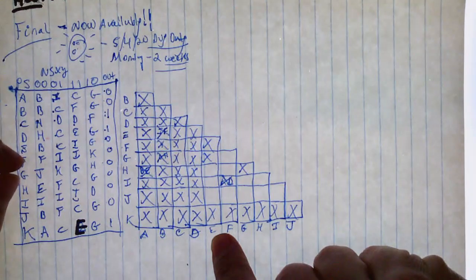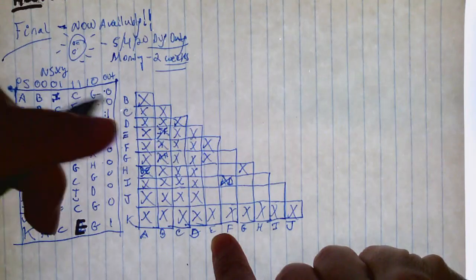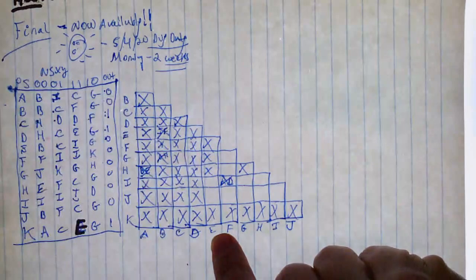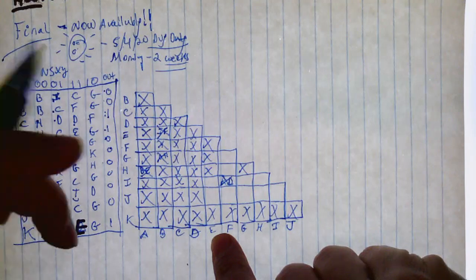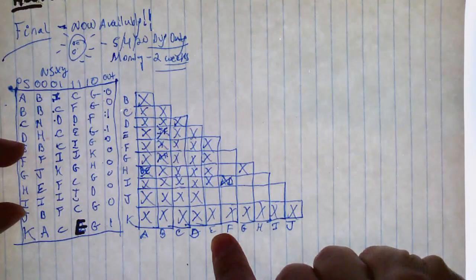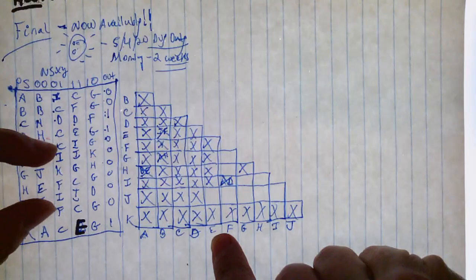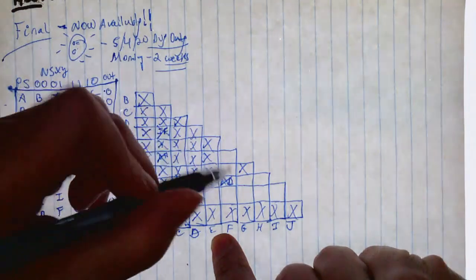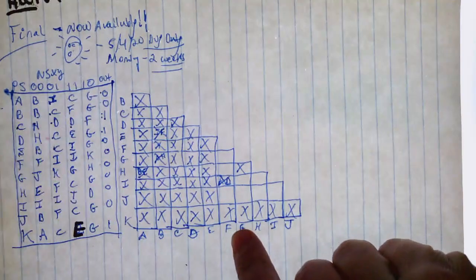E equals H if B equals E, it doesn't. E equals I if B equals I, it does not. E equals J if B equals B, yep. If C equals F, it doesn't. Now we go on to the next column.